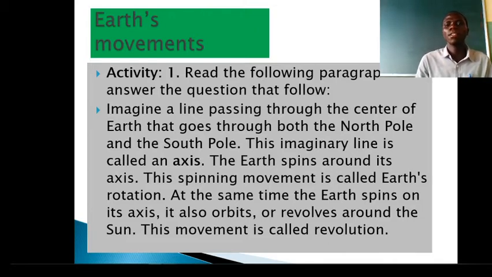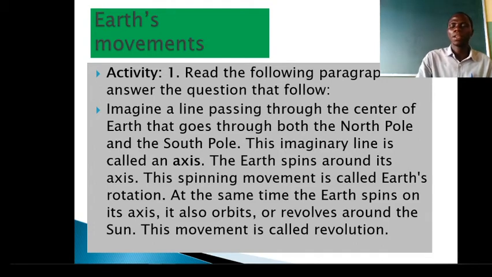Imagine a line passing through the center of the Earth that goes through both the North Pole and South Pole. This imaginary line is called an axis. The Earth spins around its axis. This spinning movement is called the Earth's rotation. At the same time, the Earth spins on its axis, it also orbits or revolves around the Sun. This movement is called the revolution.